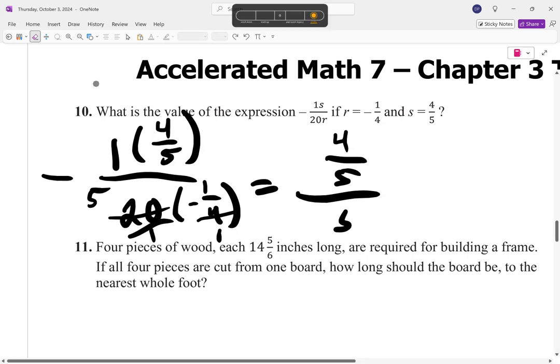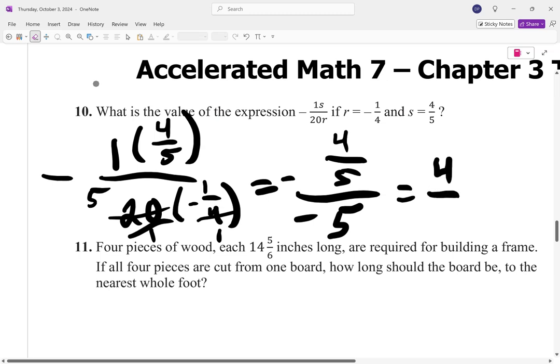Wait, hold on. I'm still writing down all this. I was hoping you'd do this. Alright. And negative. And there was a negative in front of the whole thing. So 4/5 divided by 5 is the same thing as 4/5 times 1/5.